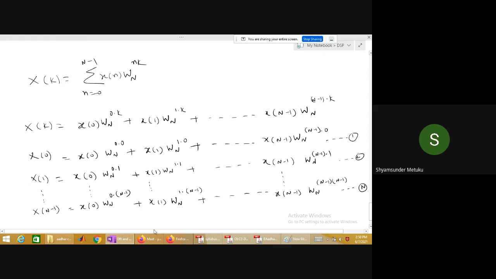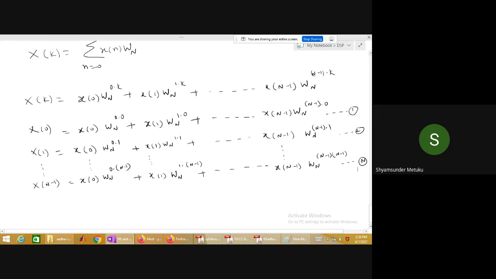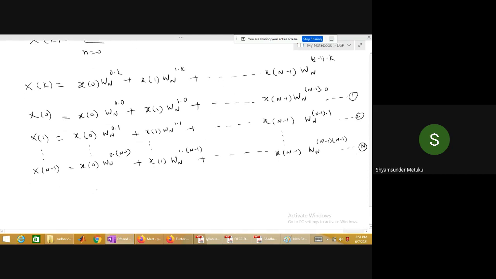Can I write this way? Now, if you strictly observe these equations, in every equation the first multiplier is x of 0, x of 1, x of 2, x of 3. Yes or no? Can you observe that these equations are a matrix multiplication?